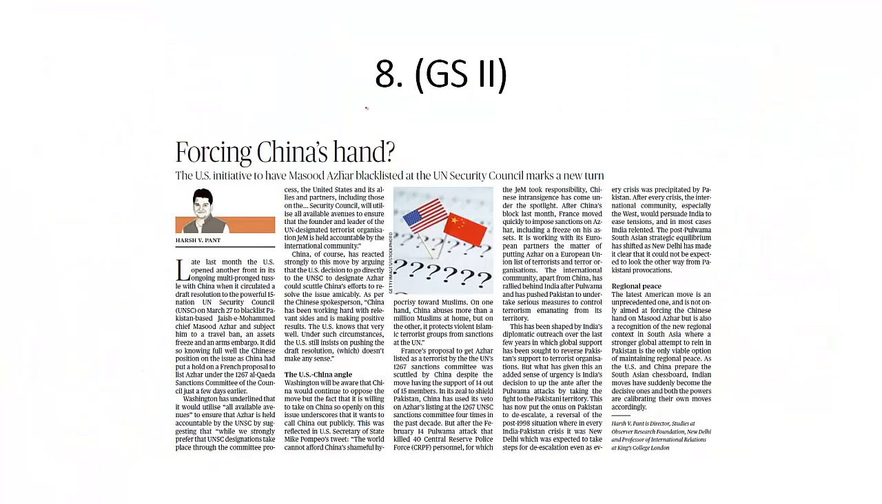Now let's look at another article on page number 8, Forcing China's Hand, written by Harsh V. Pant. This is about the efforts of India and the global community to designate Masood Azhar, the head of Jaish-e-Mohammed, as a global terrorist. But China has been blocking all such initiatives, and at least 4 times in the past, China has used her veto to block this designation.